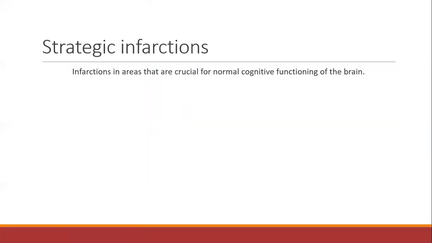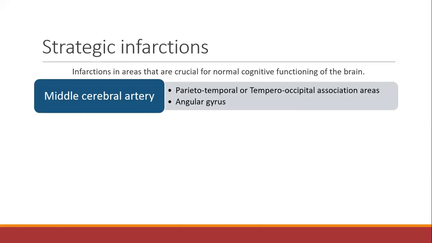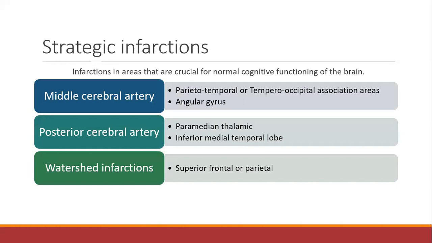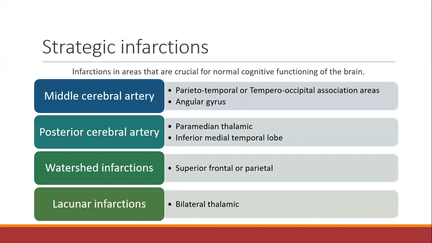Strategic infarctions. This is something that they commonly ask: which are the areas that you refer to when you call it a strategic infarction? Infarctions in areas which are crucial for the normal cognitive function of the brain are referred to as strategic infarction. This can involve the middle cerebral arterial territory, the posterior cerebral artery territory. It can even be watershed infarctions that we discussed in the last class, or lacunar infarctions.